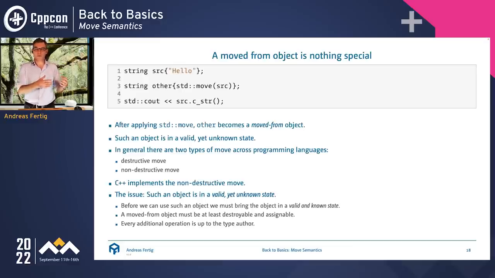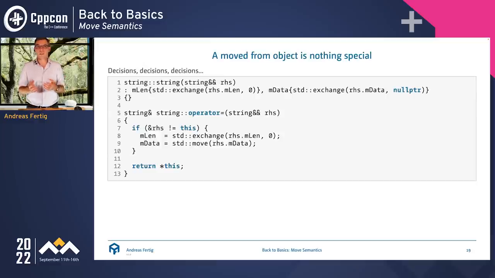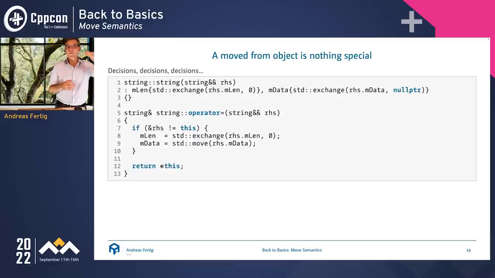For example, for a std::string, you can call clear. That one resets that object into a valid and known state. The tragedy here is we don't know which state it's in. And why? Because of implementation freedom, decisions. Here, this is an alternative implementation for our move operations in the class string. And I changed line numbers 8 and 9. Instead of doing a full swap of the right-hand side with the left-hand side, I'm simply setting the right-hand side to 0, so that one looks like an empty string.